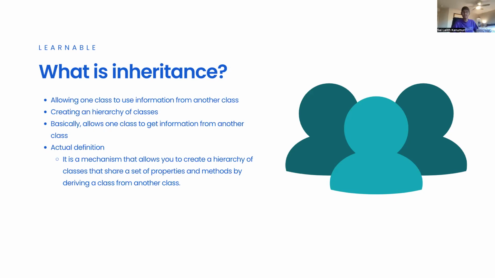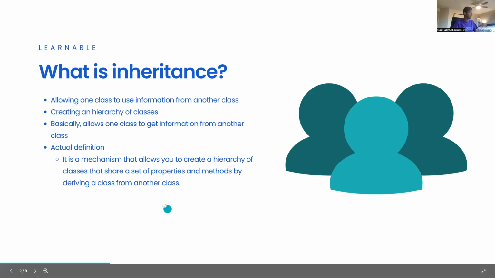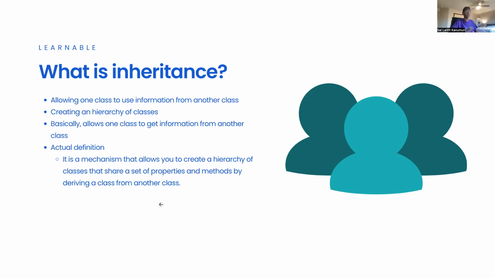And I just want to go over the actual definition. In simple terms, it allows one class to get information from another class, but the actual definition is that it is a mechanism that allows you to create a hierarchy of classes that share a set of properties and methods by deriving a class from another class. That has a lot of weird terminology, but basically what you need to know is there's one class here, and there's another class here. This class gets information from that class, so that class doesn't need to make its own information. It can just use the information from above.